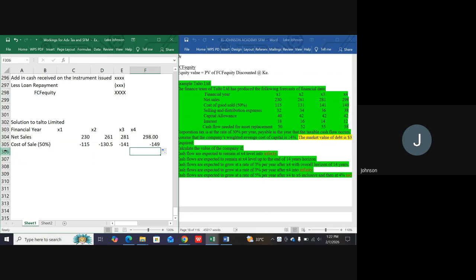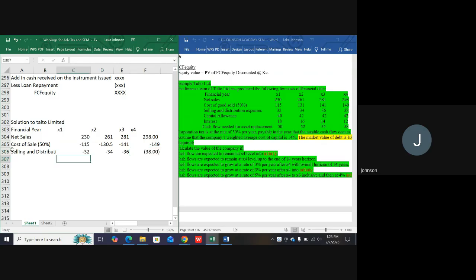So here we have selling and distribution expense. So selling and distribution expense is going to be, here, minus 32, minus 34 because it's an expense, minus 36, minus the last one is going to be 38. So that's fine. Then the next thing, what's the next thing that we have there?